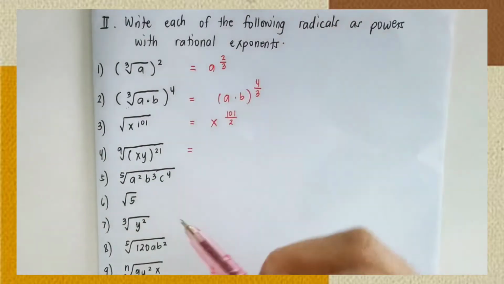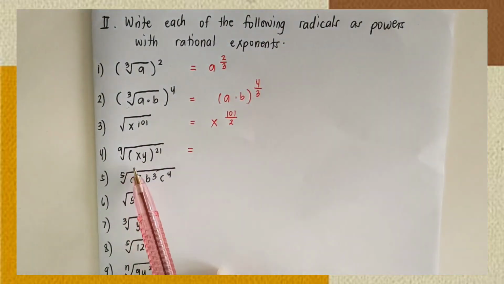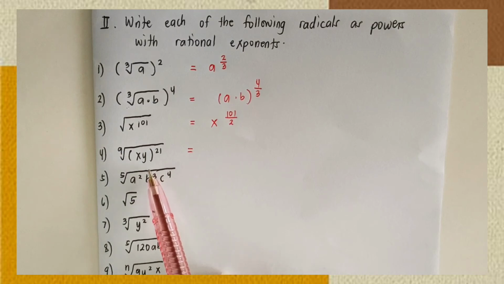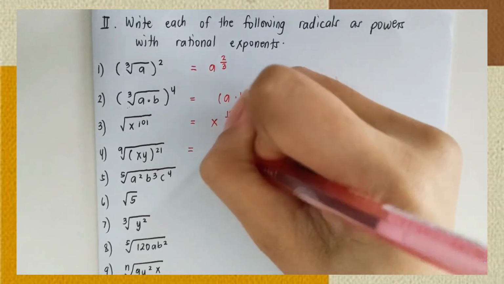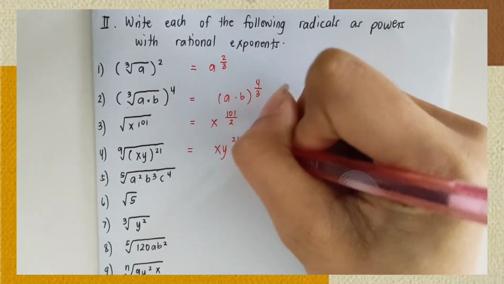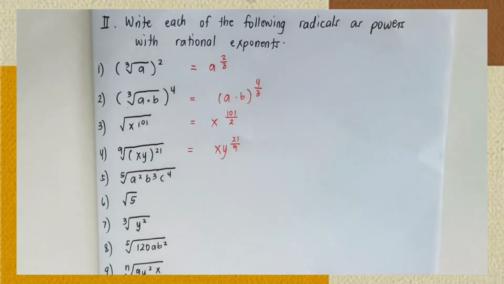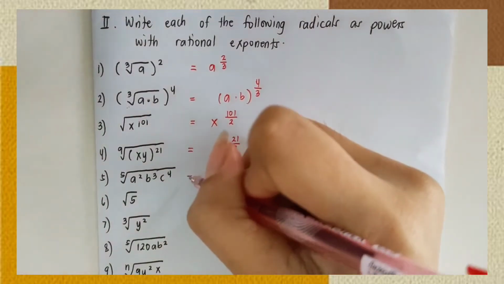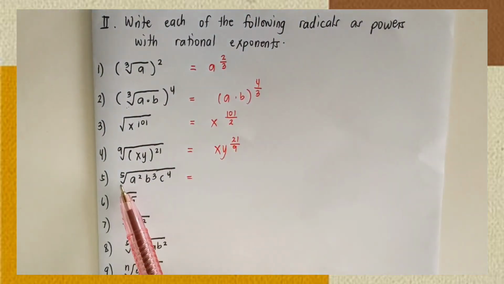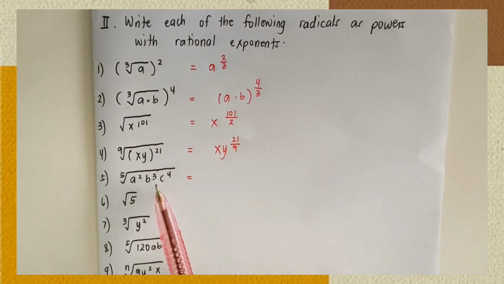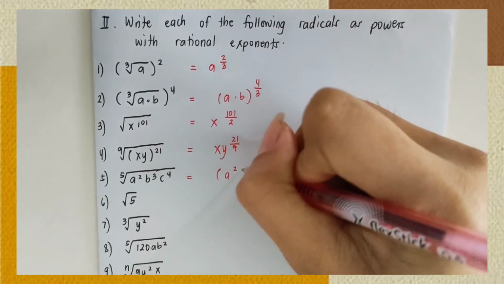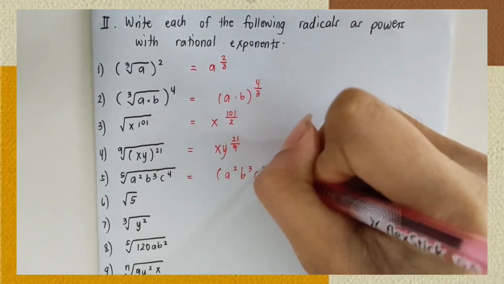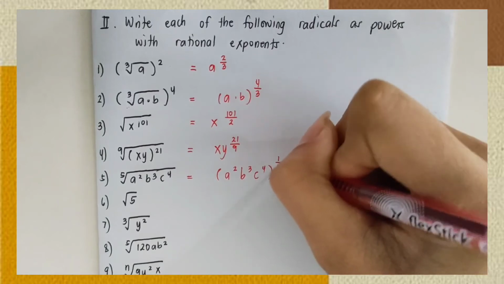Number 4, ninth root of xy raised to 21. The answer is xy raised to 21 over 9. Number 5, fifth root of a squared b cubed c raised to 4. We have a squared b cubed c raised to 4, all raised to 1 over 5.